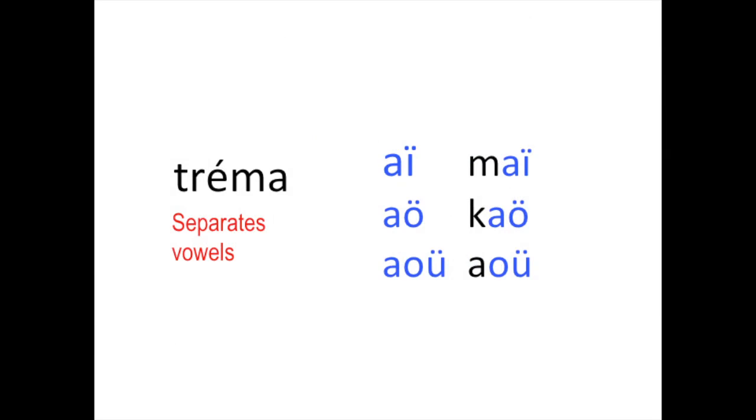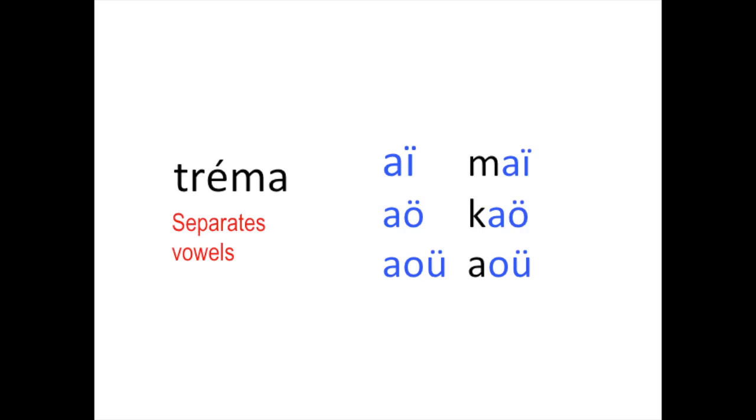Next, we have the trema. The trema's purpose is really to separate two vowels that are next to each other in a word, so that we separate the two sounds. In some languages, we have a tendency to create a diphthong out of two vowels that are next to one another. So the trema stops us from doing that. It's a visual cue that these two vowels must be pronounced independent of one another.